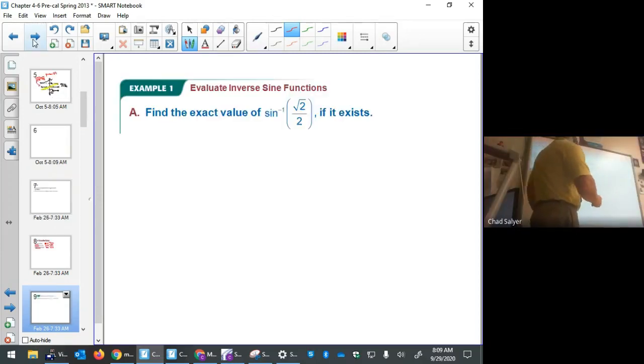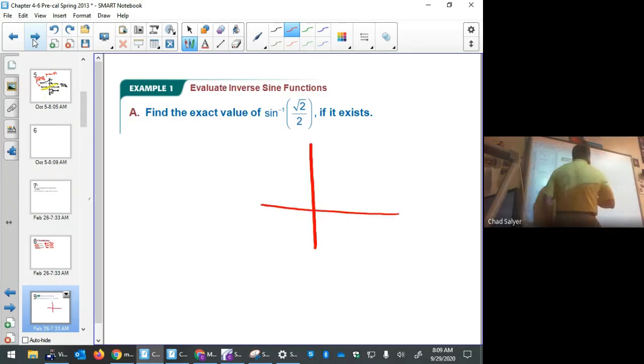Find the exact value of sine inverse of radical 2 over 2. So we're just going to use the unit circle here. So we're worried about y values only.